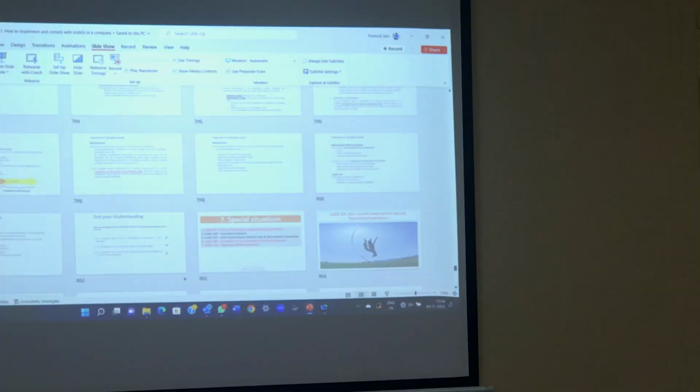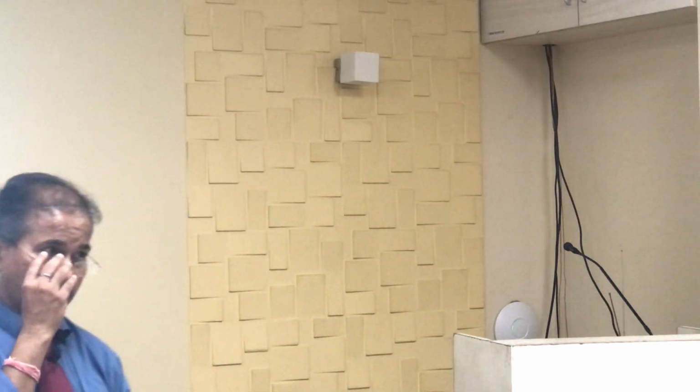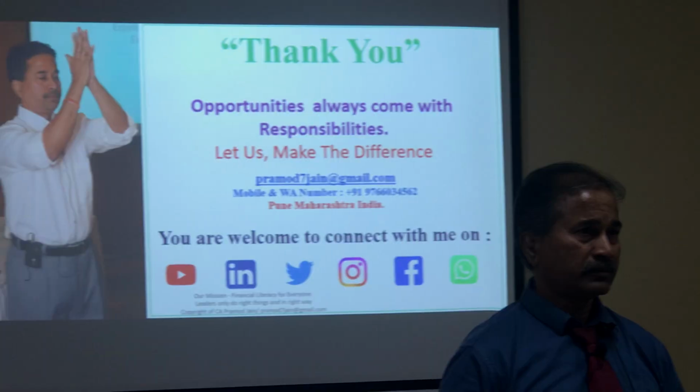Sir, what is the difference between IndAS 115 and IndAS 18? Okay, so IndAS 115 and IndAS 18 are on revenue recognition. I think the difference is in terms of the scope. Under IndAS 115, the scope has been expanded much bigger.